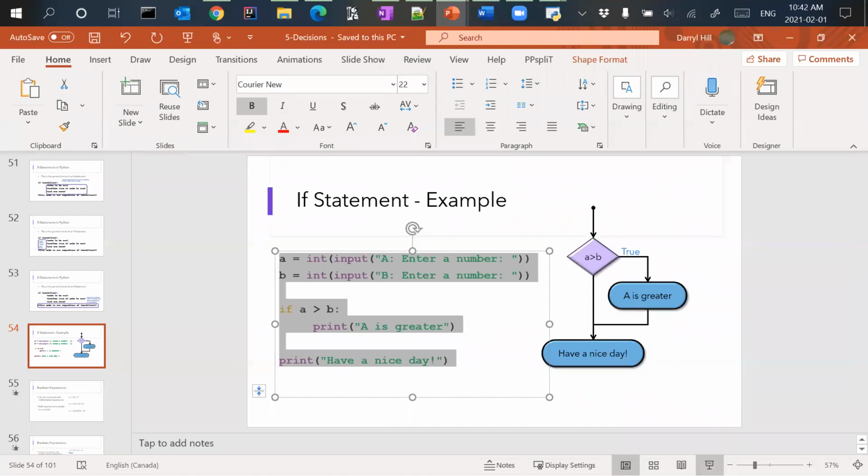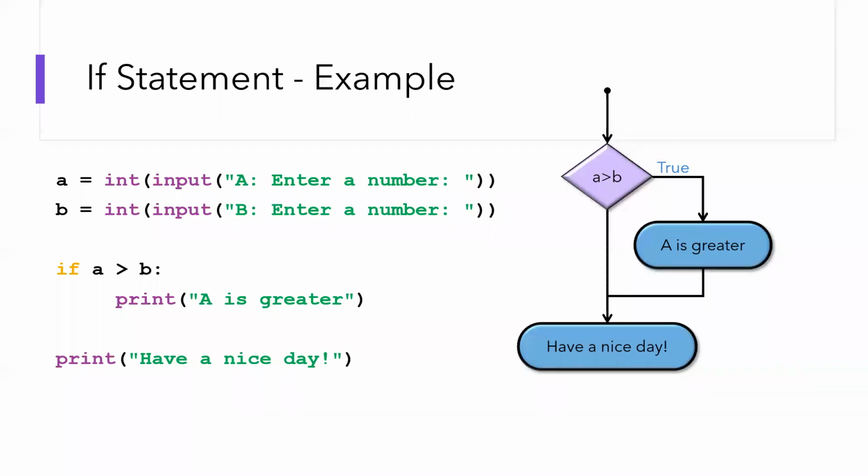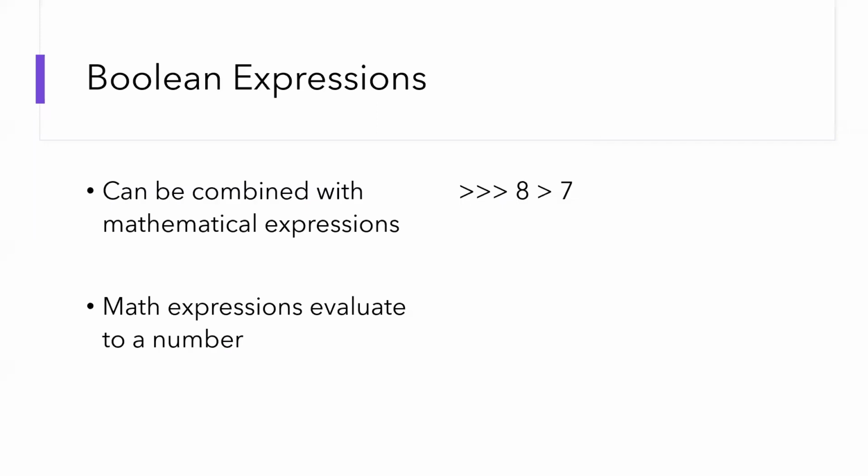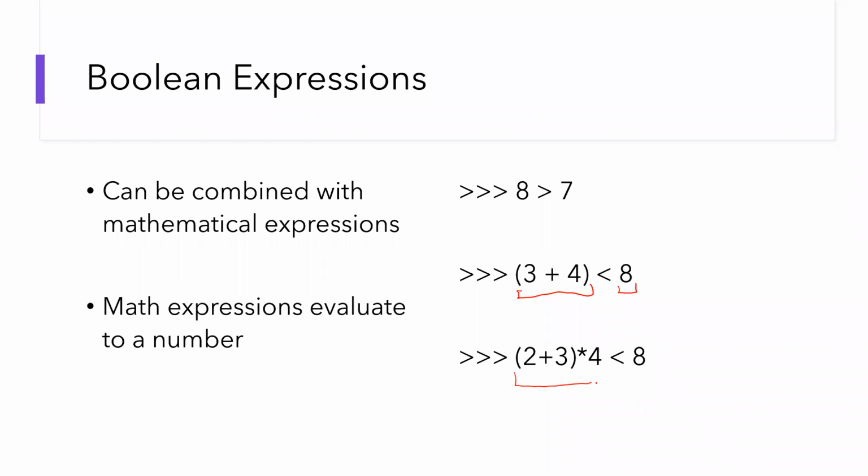Okay, so now that we've had our introduction to input, let's continue with our if. We can combine our Boolean expressions with mathematical expressions. Math expressions evaluate to a number, and then we can take whatever number is evaluated in here and compare it. So this will evaluate to 7, and then we can compare it to 8, and that will give us something. We can do complex mathematical expressions and then embed them with a comparison operator. You can do that with strings as well.